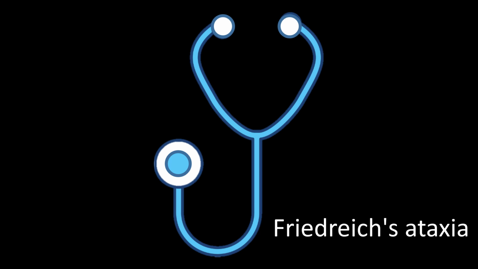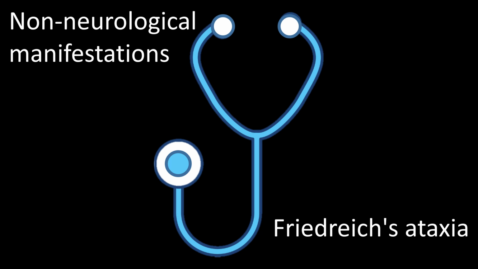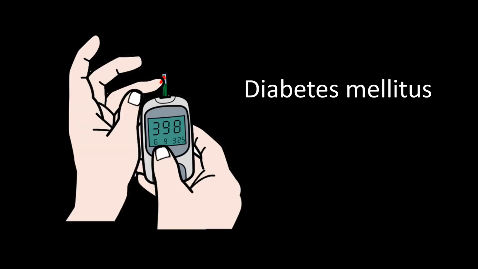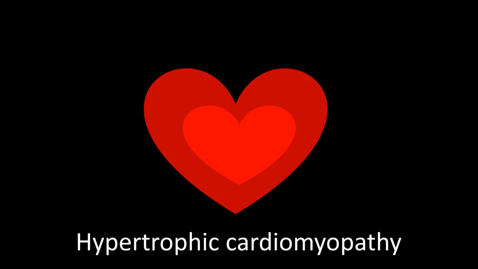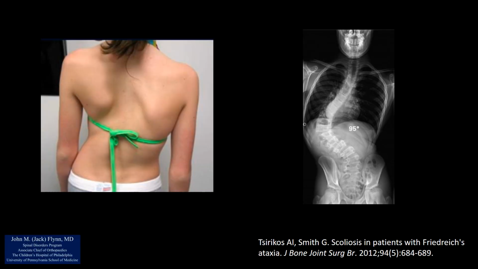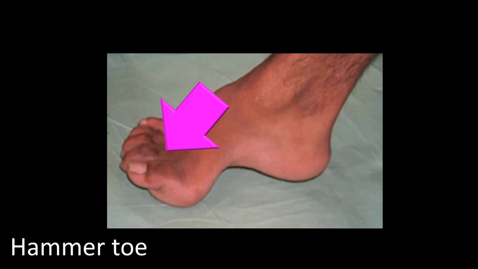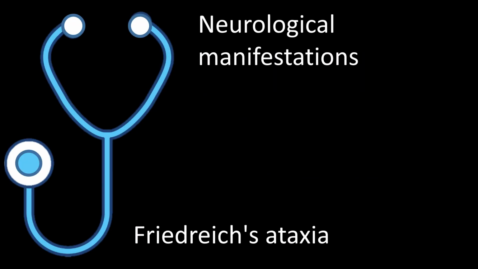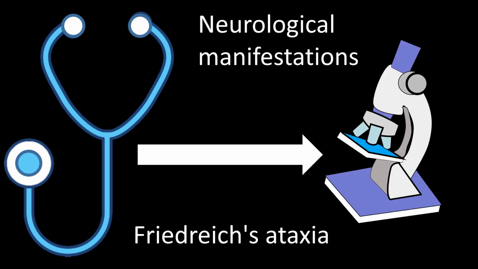Friedreich ataxia produces non-neurological and neurological problems. Non-neurological findings include diabetes, hypertrophic cardiomyopathy, scoliosis with a very high degree of curvature, as you can see here, pes cavus, and hammer toe, to list a few. The neurological manifestations, as in previous conditions in this talk, are better understood in relation to spinal pathology findings.